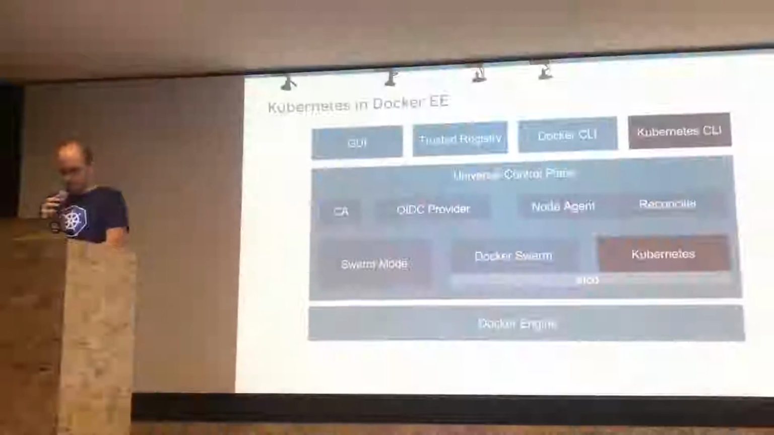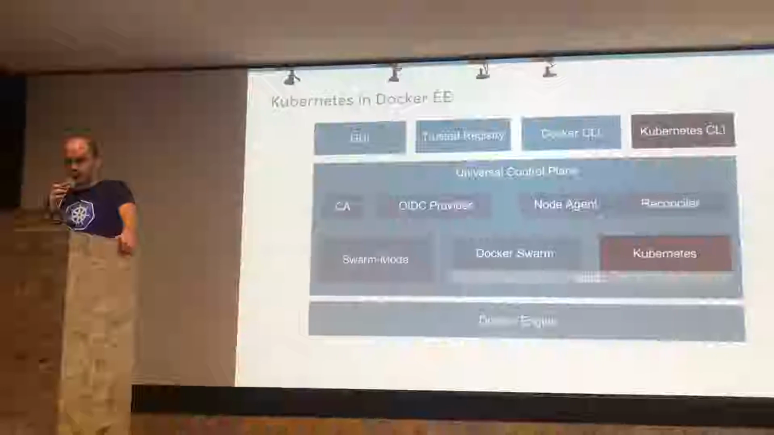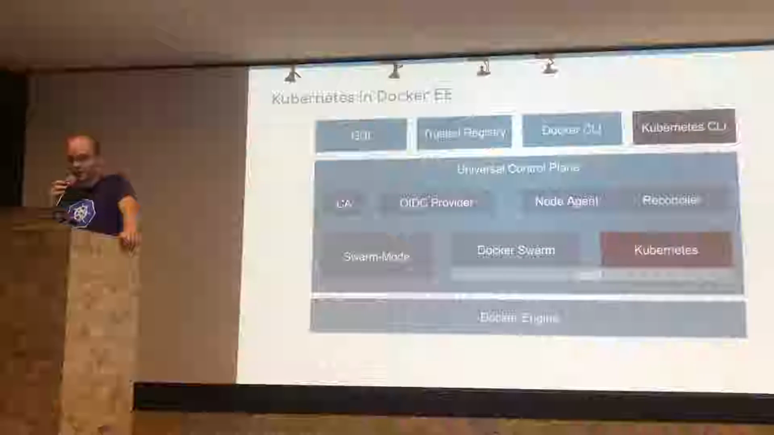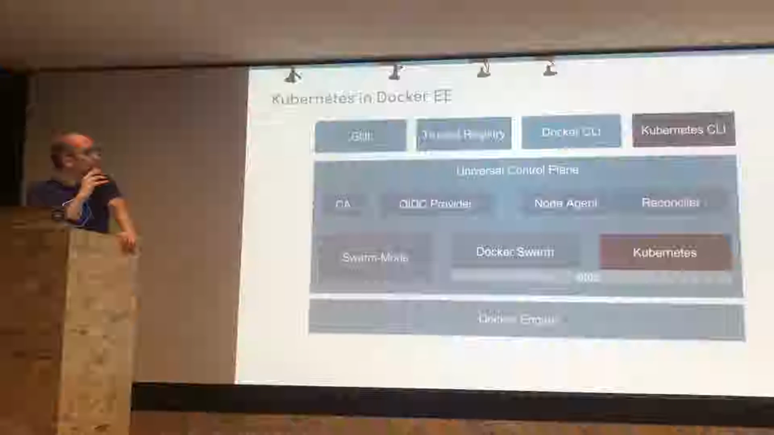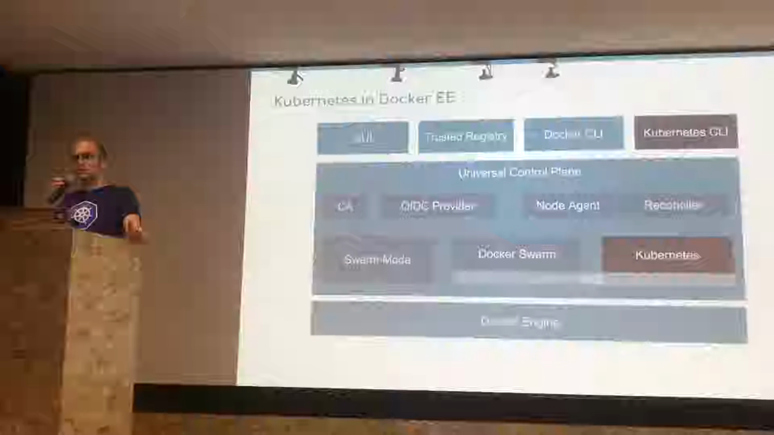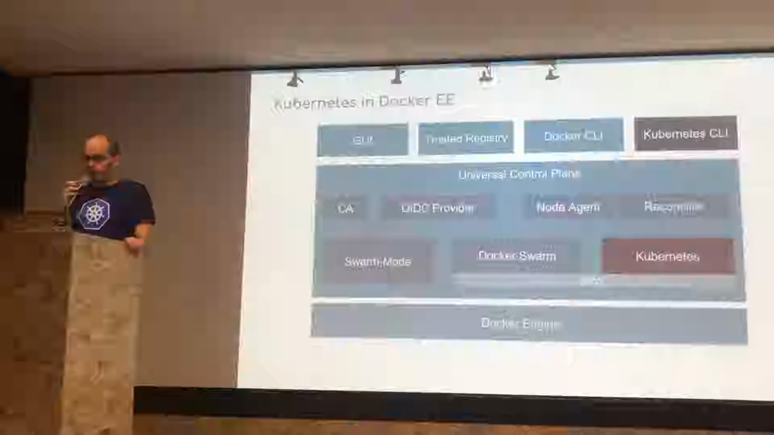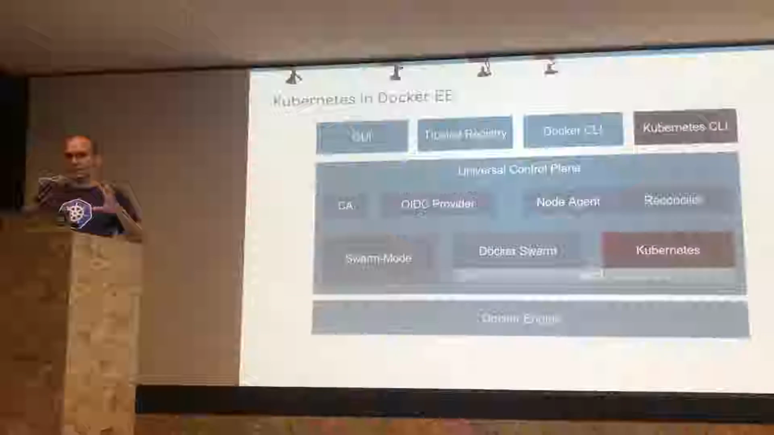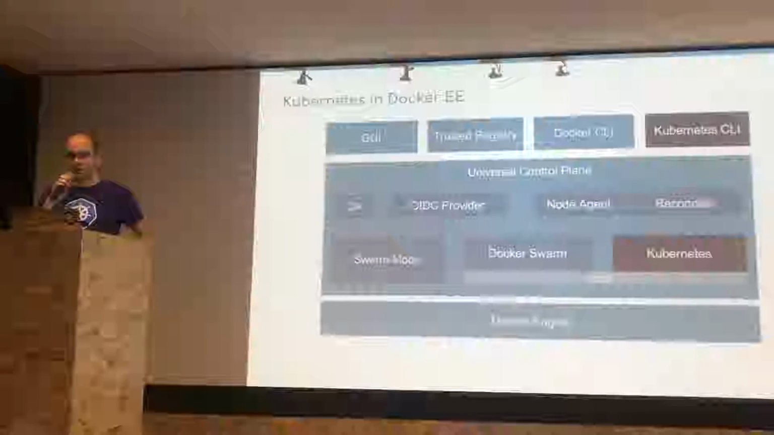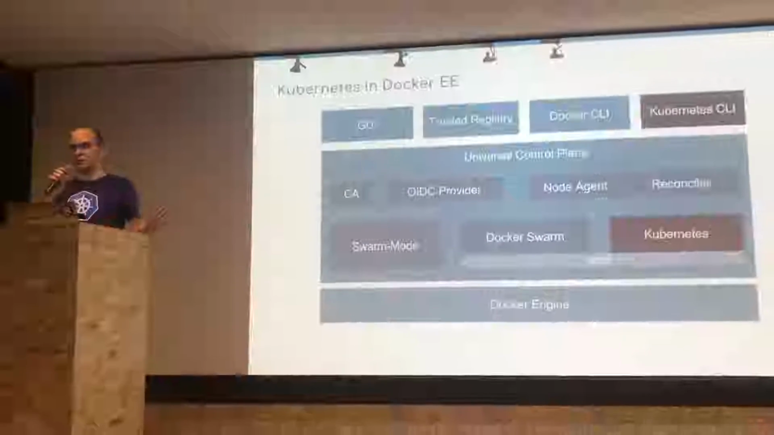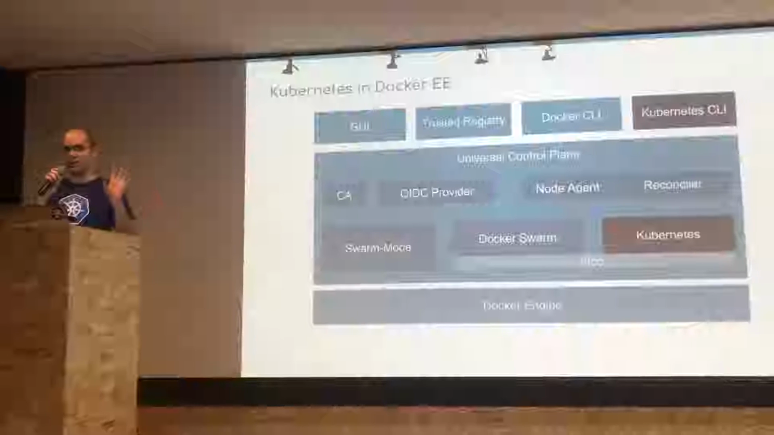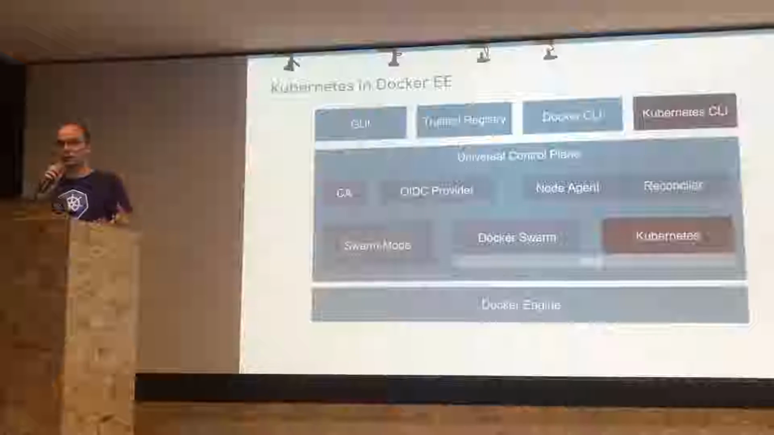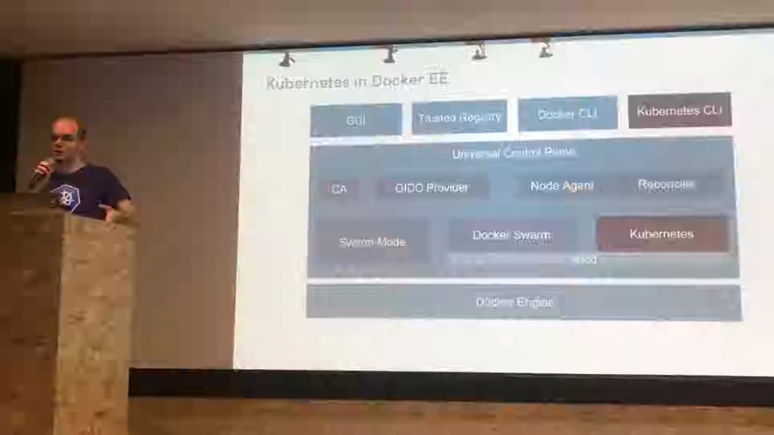All right, enough about orchestrators, actually more about orchestrators. So this is a general architecture of how Kubernetes fits into Docker Enterprise Edition. This is not really a very detailed architecture diagram, it's more of an overview. The bottom layer is always a Docker engine. Every single node has a Docker engine that is the fundamental unit upon which Docker Enterprise Edition sits.